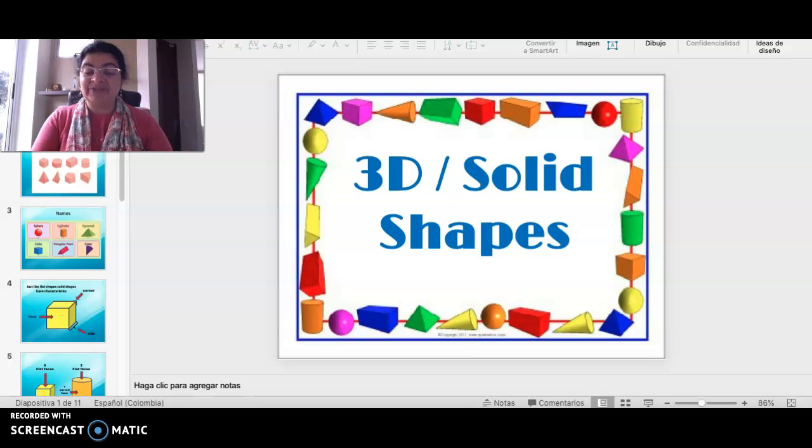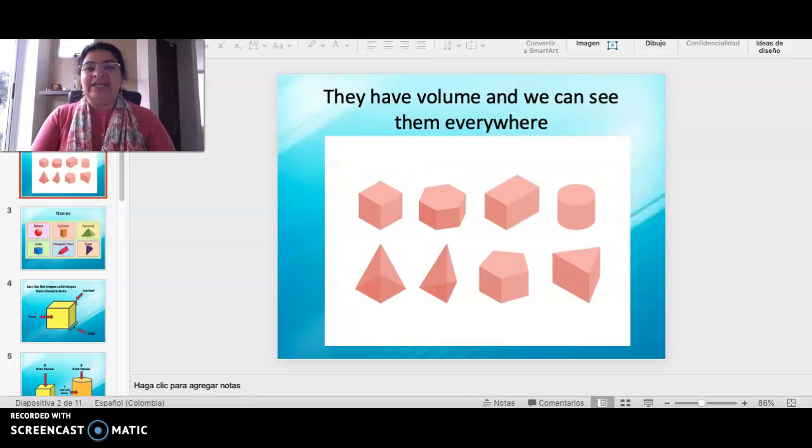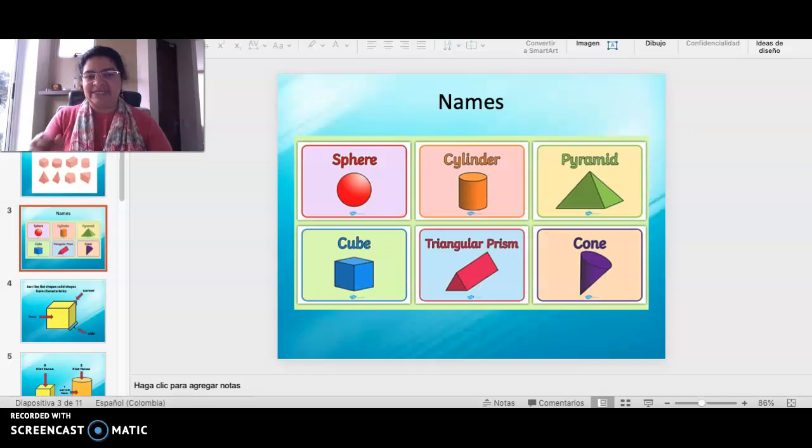Let's start with the 3D shapes or solid shapes. Look, the difference between the shapes that we are going to review today and the shapes that we saw yesterday is that today's shapes have volume and we can see them everywhere. So let's start with this image, which shows the 3D shapes or the solid shapes.